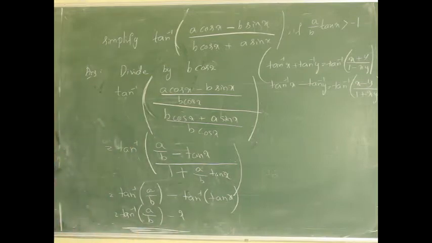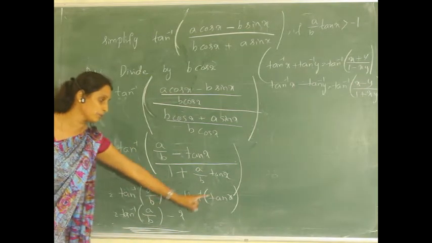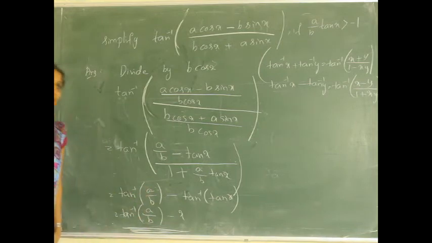The answer for this is tan inverse of a by b. Tan inverse and tan can be cancelled, so we are getting only x. So this is the simplest form of this.